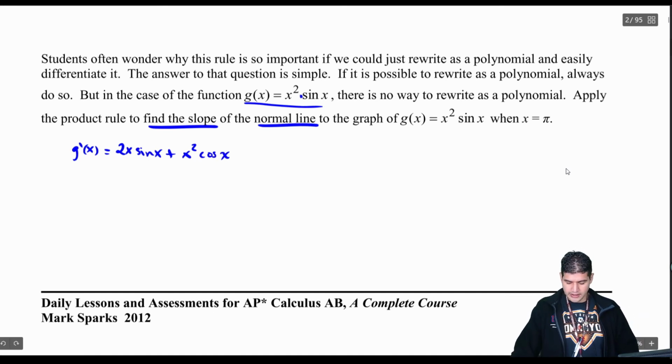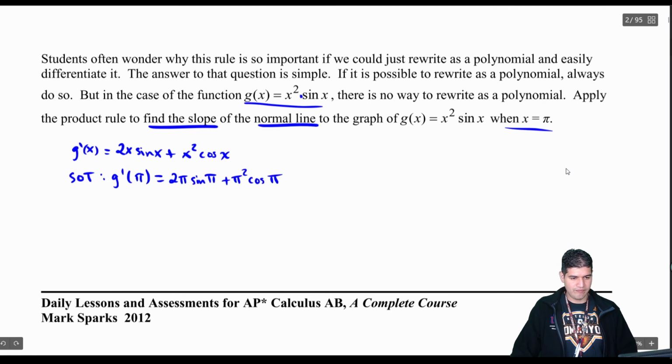Okay, and now I want to find the slope of the tangent line. So let's find the slope of the tangent. And what are we going to find? So we need g prime, and we want to find it when x equals pi. So g prime of pi, and so that's going to be 2 pi times the sine of pi plus pi squared times cosine of pi.